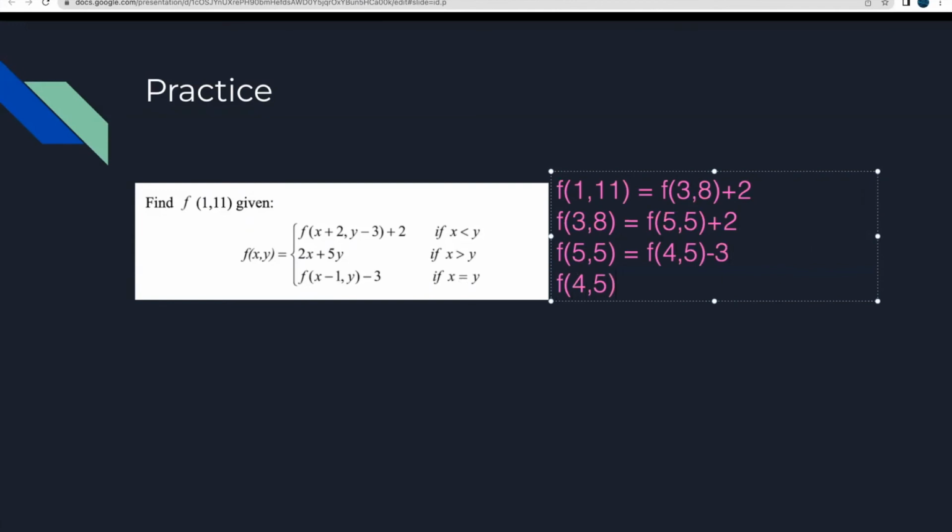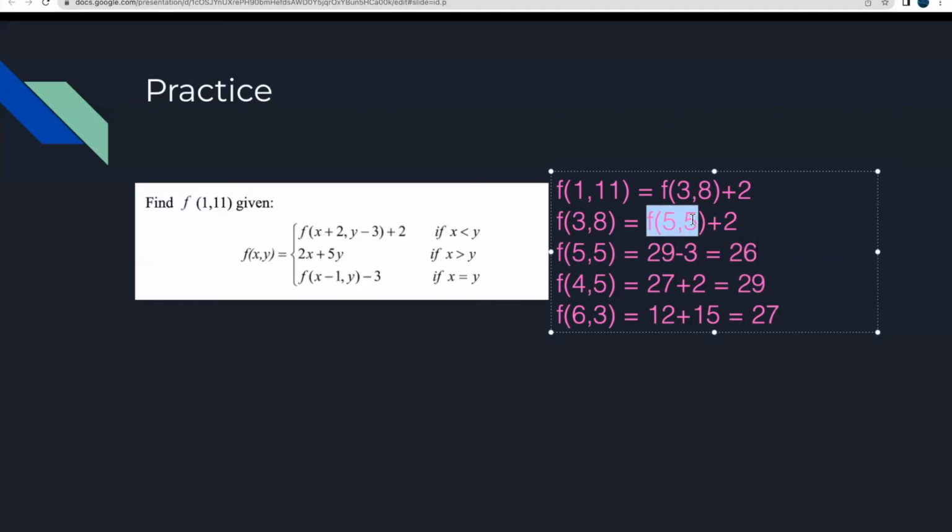So this kind of sends us back to the 4 is less than 5. So we're going to do this again. And f of 6, 3 is where 6 is greater than 3. So we're going to do 2 times 6, 12, plus 5 times 3, 15. Solve to get 27. And we're just going to replace everything here and solve. And we get our final answer, which is 30.